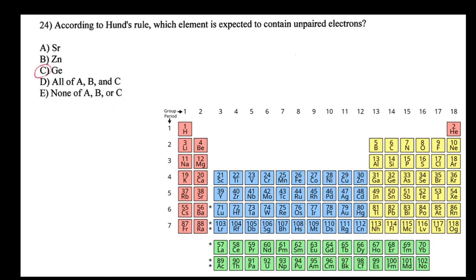So according to Hund's rule, which element is expected to contain unpaired electrons? Hund's rule is essentially stating that electrons like to fill unoccupied orbitals one at a time, like this, before they start filling in the other ones. So, essentially what we want to do is look at the electron configuration of each of these in their highest orbital.